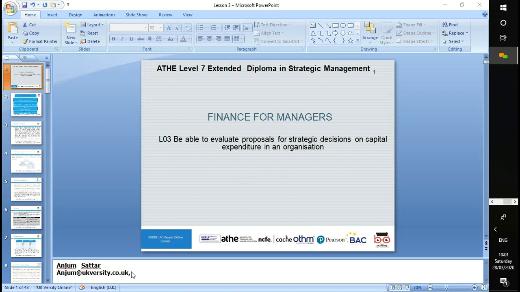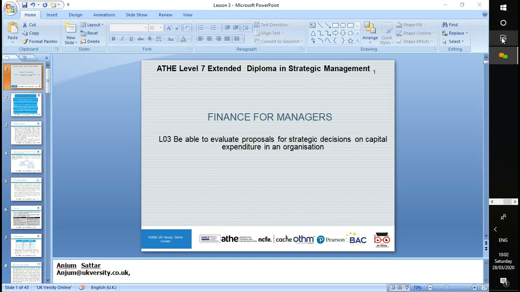And in today's lesson, we'll go through our LO3: be able to evaluate proposals of strategic decisions on capital expenditures in an organization. So we'll go through capital expenditures. Do we know what is meant by capital expenditures first? Expenditure of monies to procure plant and equipment for project-related activities. Excellent. Great. So that's capital. It's a long-term expenditure. It is a capital expenditure.